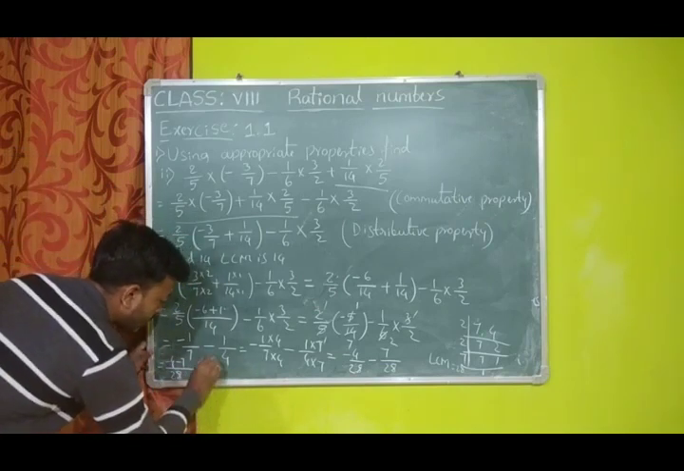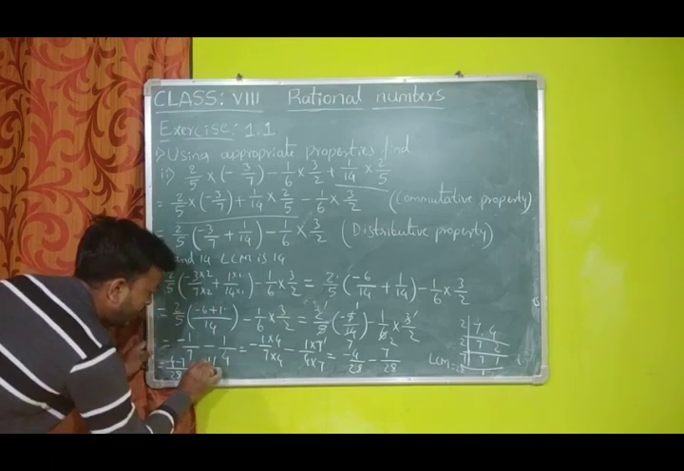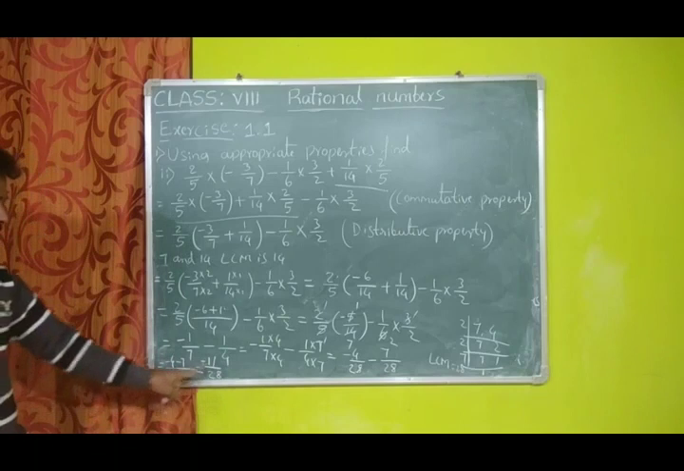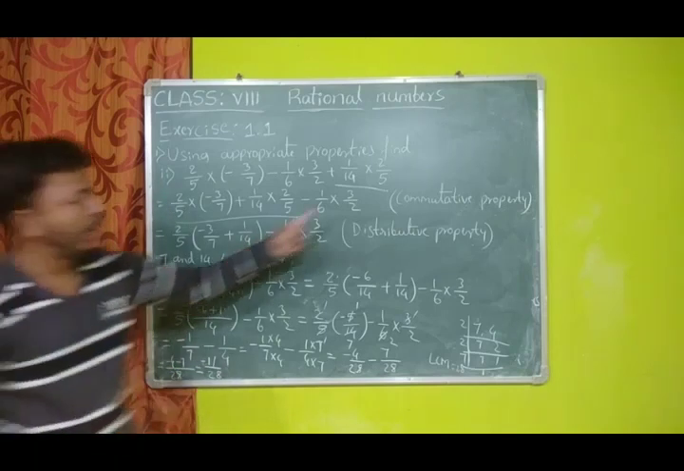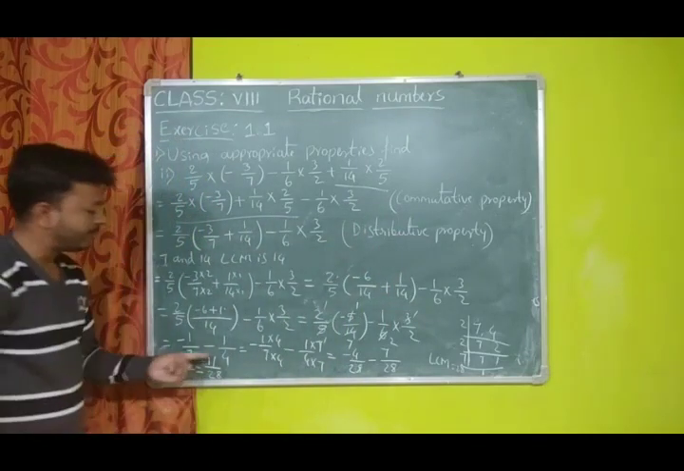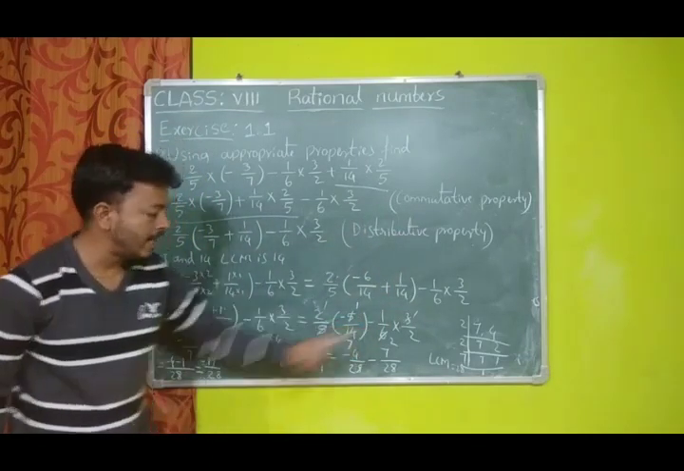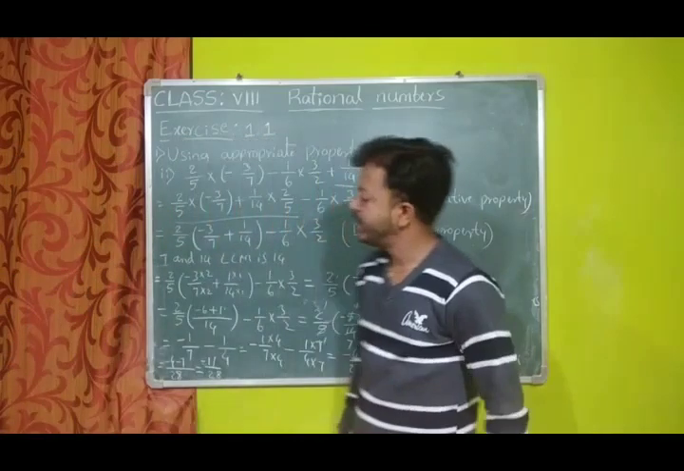So how much it is? 11 by 28, and the bigger number's sign is minus. Minus 11 by 28 is the final answer for this. Here I applied the commutative property, here the distributive property, and finally I did cancellation and then simplified. Second one answer is minus 11 by 28.